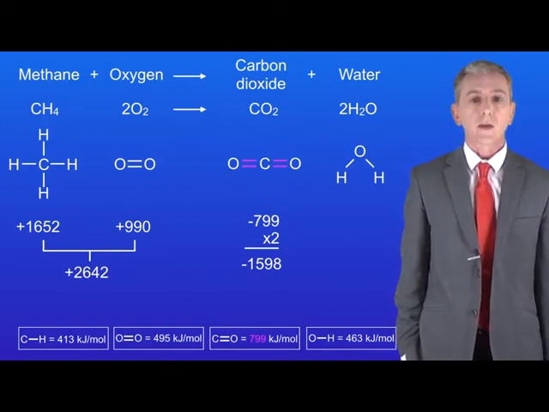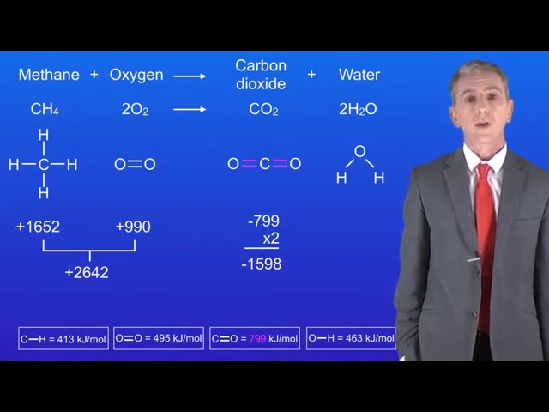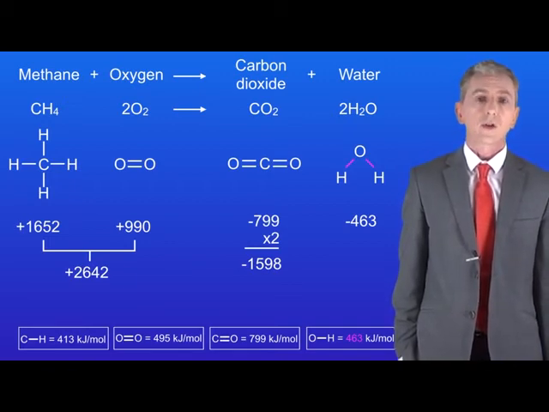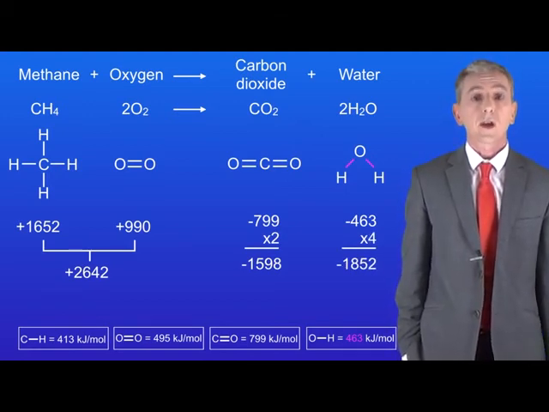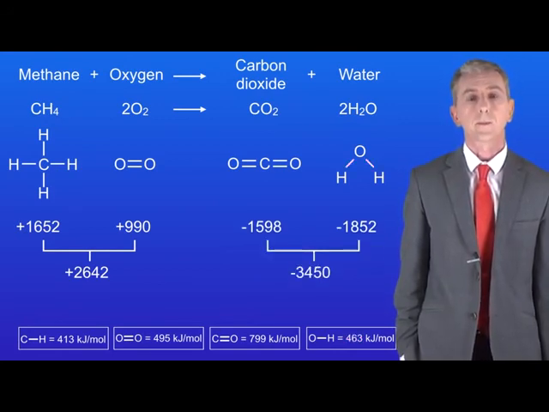Okay, next we're going to make the oxygen to hydrogen bonds in water. The bond energy of an oxygen to hydrogen bond is 463 kilojoules per mole, and we've got 2 of these bonds in each molecule of water. However, we've got 2 water molecules, so we've got 4 of these bonds in total. Multiplying 463 by 4 gives us a total of 1,852. Remember, this has to be a negative number as we're making these bonds. Adding together minus 1,598 and minus 1,852 gives us a total of minus 3,450.